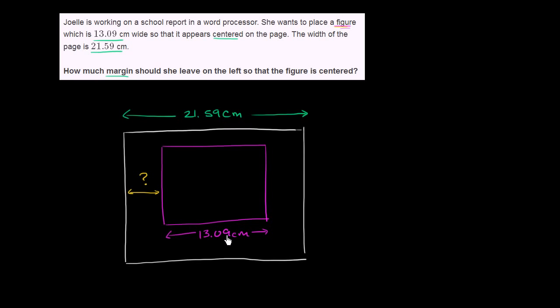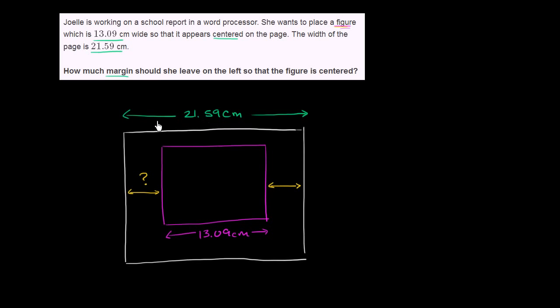And the key thing is, if the figure is centered, this distance is going to be the same as this distance, so that the figure is right in the middle. Whatever this is going to be the same as this. So one way we could think about it, we could say, okay, let's take 13.09 centimeters from 21.59 centimeters. And if we do that, then we'll know how much leftover space this plus this combined is. And then we just want to split that space in half. We want half of it to go on the right side, and we want half of it to go on the left side. So let's see how much this left margin and the right margin combined need to be.